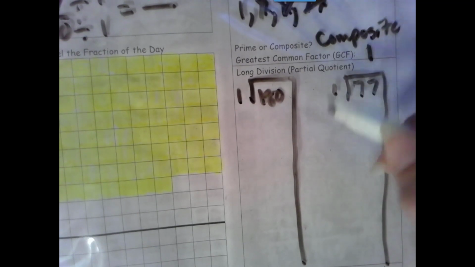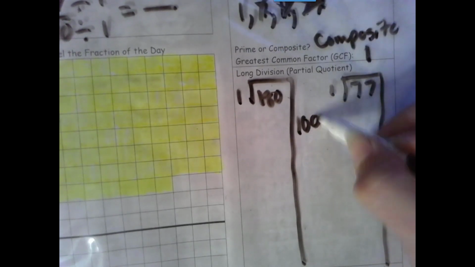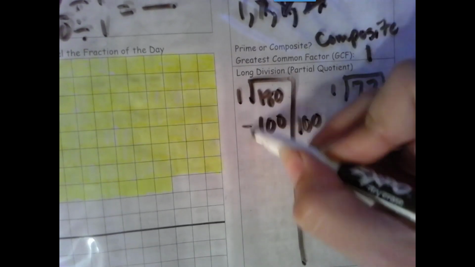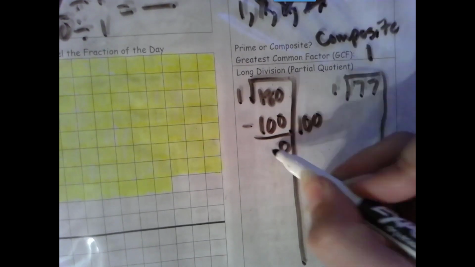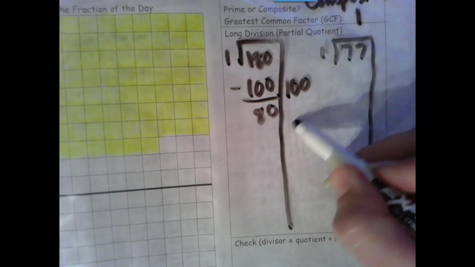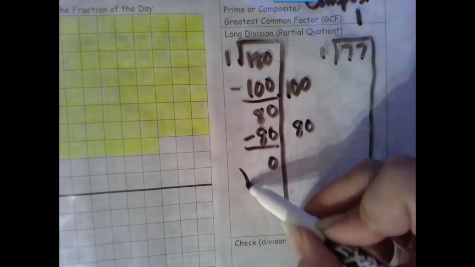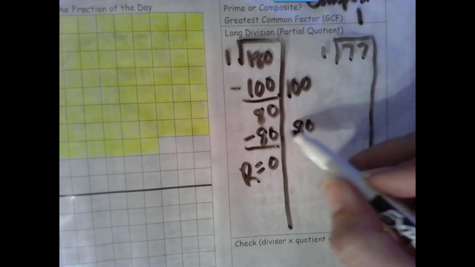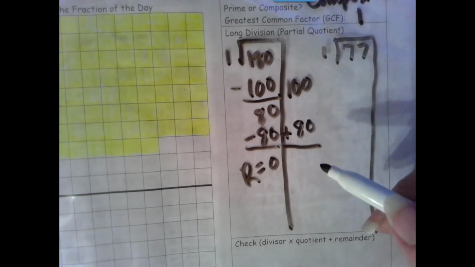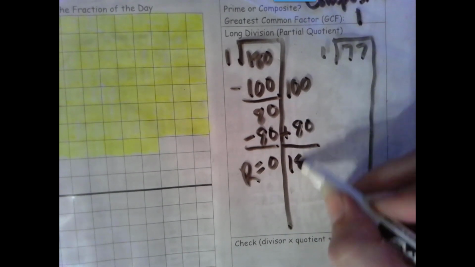Okay, I'm going to do 100 times 1 is 100. Numbers the same, 0 is a game. More on top, no need to stop. And then 80 times 1 is 80. Numbers the same, 0 is a game. Add our partial quotients together. 100 plus 80 is 180.